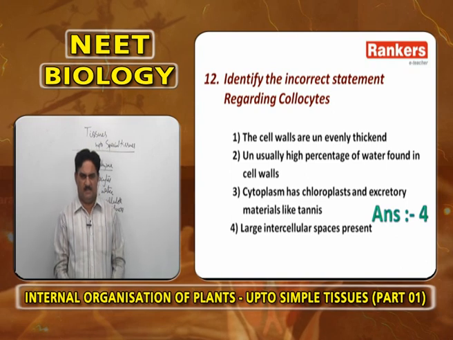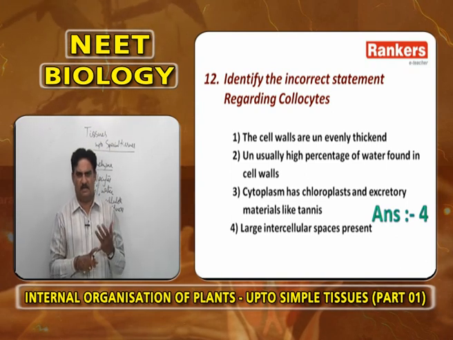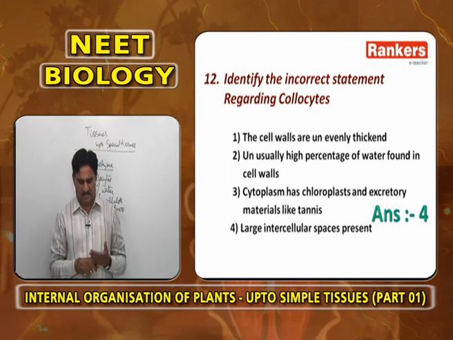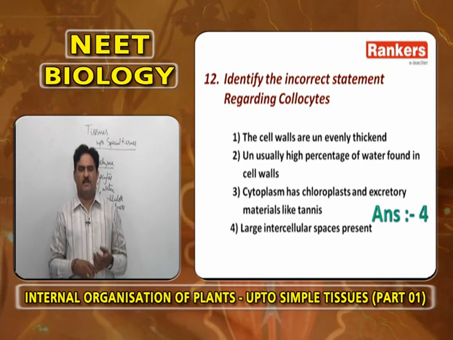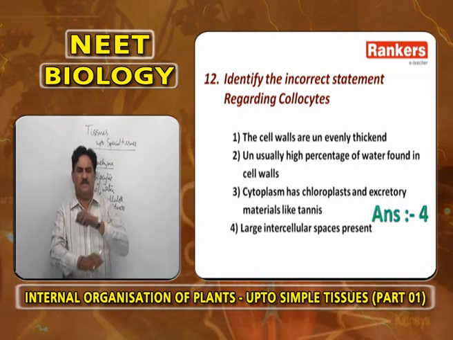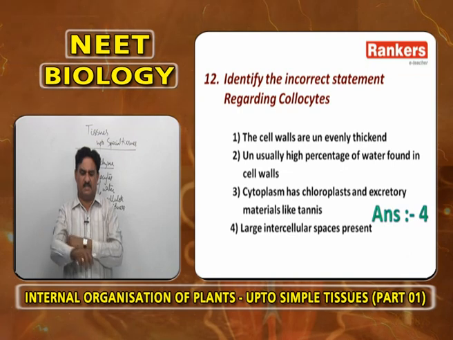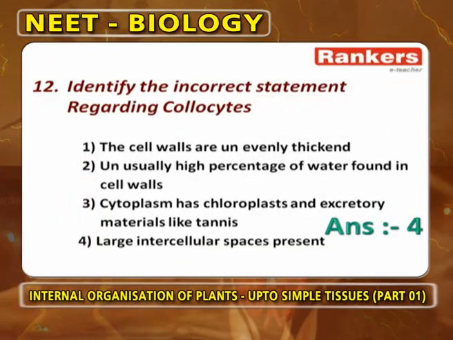Here intercellular spaces are completely absent in angular collenchyma. Intercellular spaces are completely absent in lamellar collenchyma. But in lacunar collenchyma, small intercellular spaces are present. They are not large. So large intercellular spaces are present is wrong regarding collocytes. Collocytes means collenchymatous tissue.